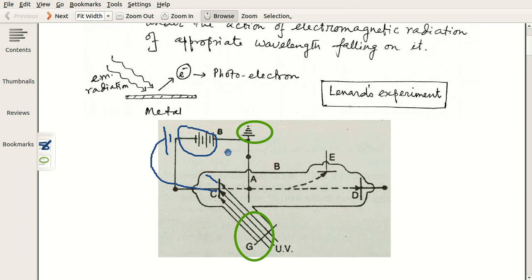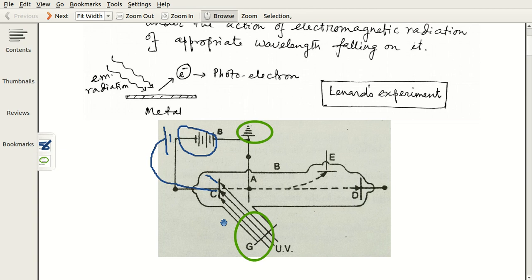I repeat, in the previous case this plate was at negative potential and the electrons were also negative, so it was easy for electrons to be emitted from this plate. Now if you reverse the bias and this C is connected to positive potential, then this C plate will attract the electrons which are going to go out. That means the current will reduce.